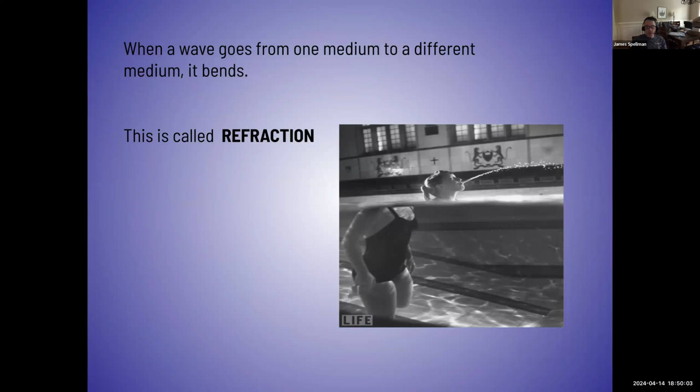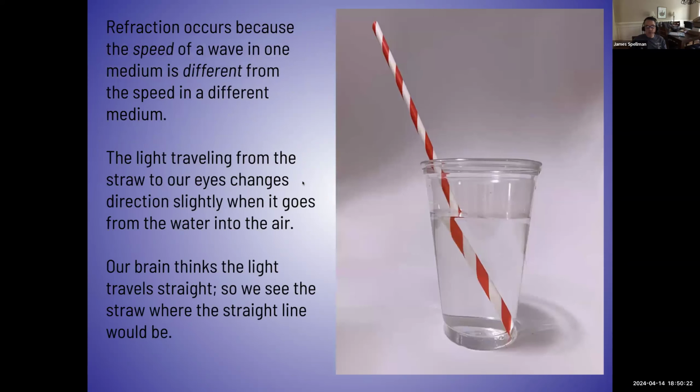Again, this is kind of a weird picture from an old Life magazine. And again, it's our eyes somewhat playing tricks with us, but they're not really playing tricks. Our brain is just seeing what the light is telling us to. And so when light goes from one medium to another one, say from water into air, it ends up bending. So let's look at the reasons for this.